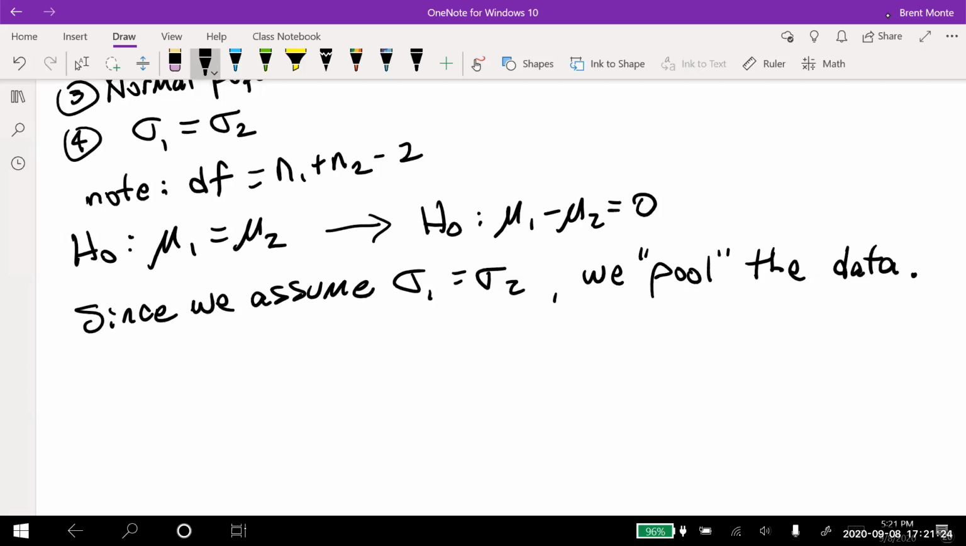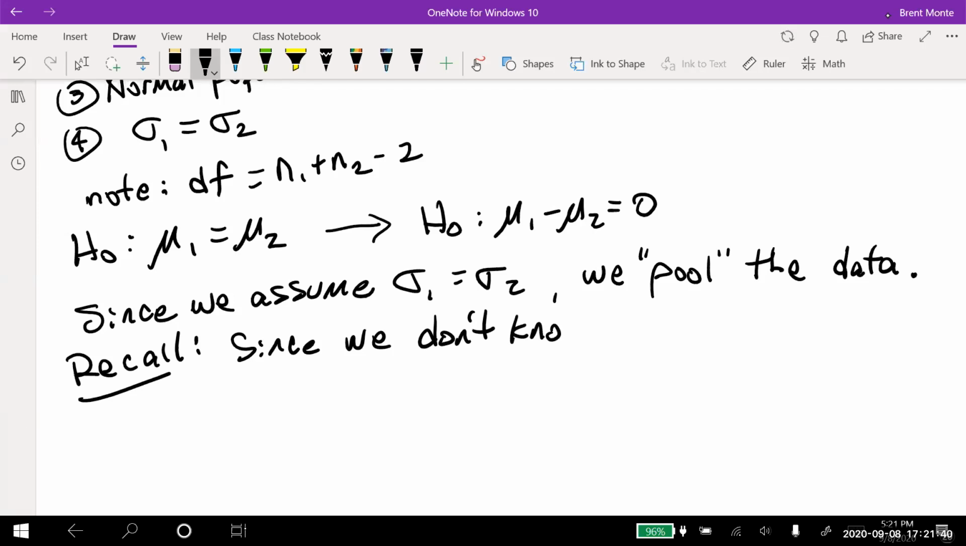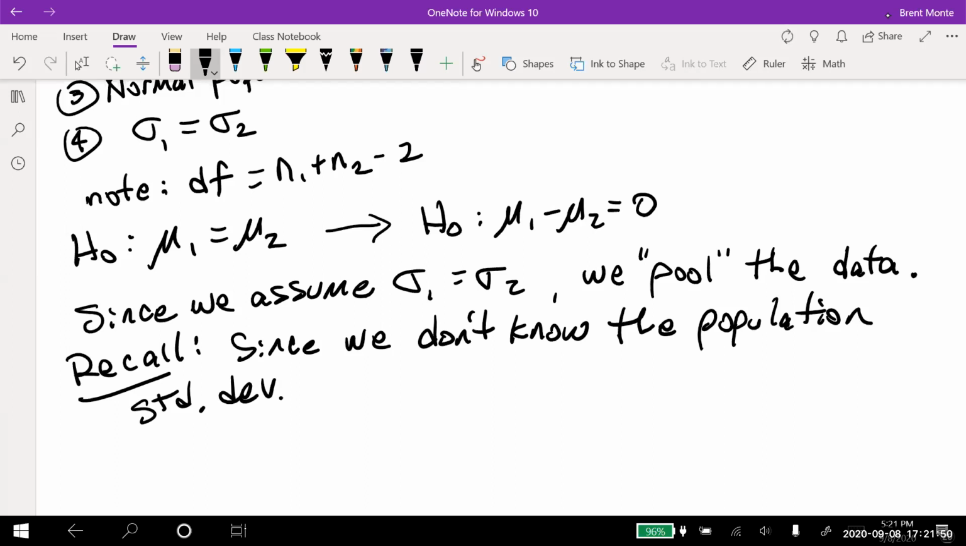Okay, and then just recall lastly, since we don't know the population standard deviations, we assume they're equal, we just don't know their value.